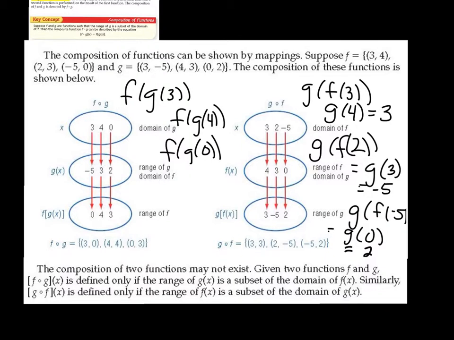Now in that example, we could go both ways for all of our numbers, but the composition of two functions may not exist. Given two functions f and g, f of g of x is defined only if the range of g of x is a subset of the domain of f of x. Similarly, g of f of x is defined only if the range of f of x is a subset of the domain of g of x.